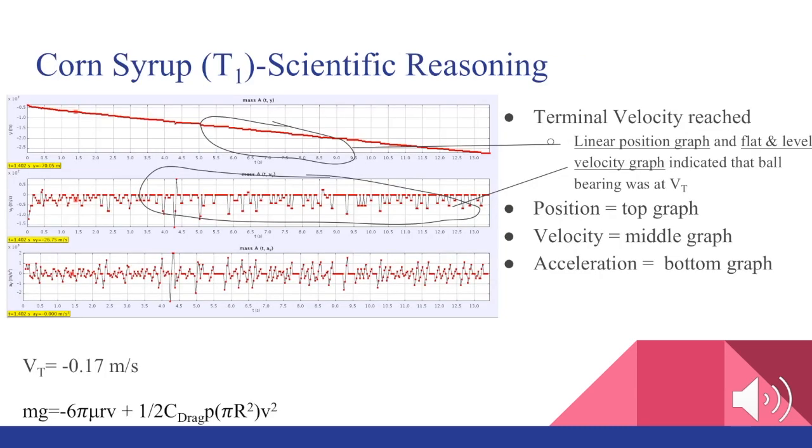For example, corn syrup data show that it was able to reach terminal velocity immediately, where its terminal velocity was negative 0.17 meters per second. The top graph from tracker showed position, which was linear, and the derivative of the position graph is a terminal velocity, since the velocity graph shows constant velocity. So on the velocity graph in the middle, velocity is relatively constant other than the clicking flaws that occurred. Acceleration is at the bottom of the graph. But again, we recognize that there should not be an acceleration, which is why the acceleration graph is flat.